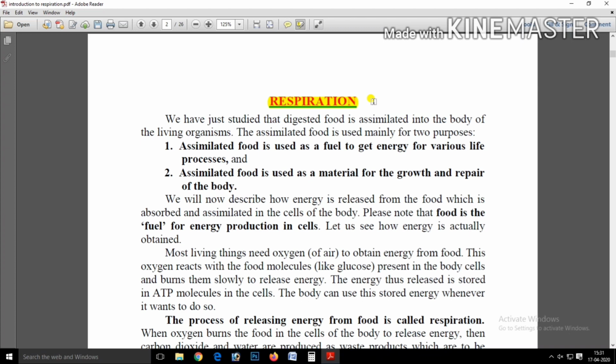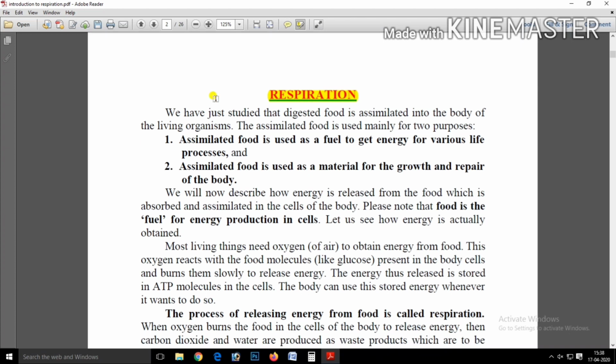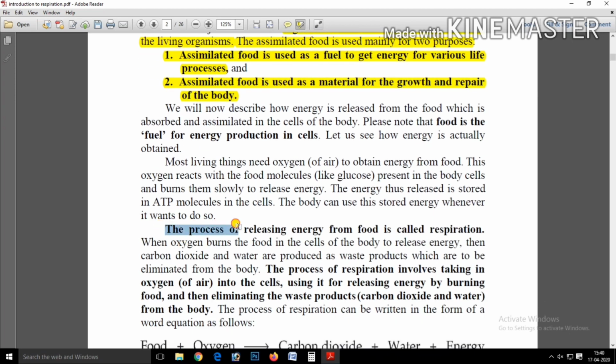When the digested food is assimilated into the whole body, that means each and every cell, then this assimilated food is used for mainly two purposes. The first one, assimilated food is used as a fuel to get energy for various life processes. And second, assimilated food is used as a material for growth, repair of the body and other metabolisms. And this process of releasing energy from food is called respiration.